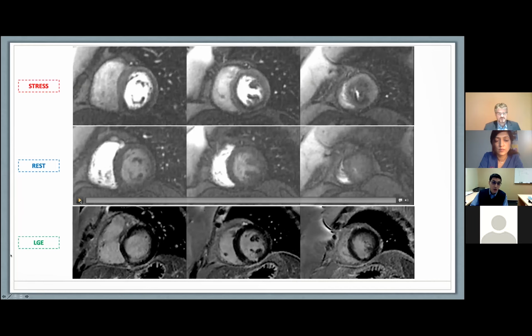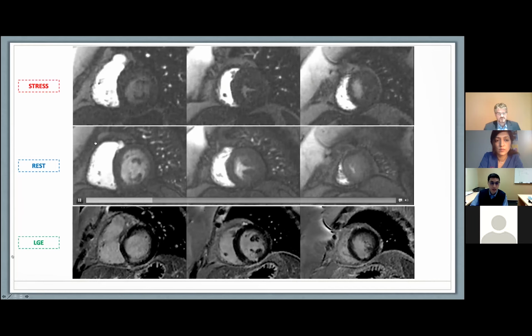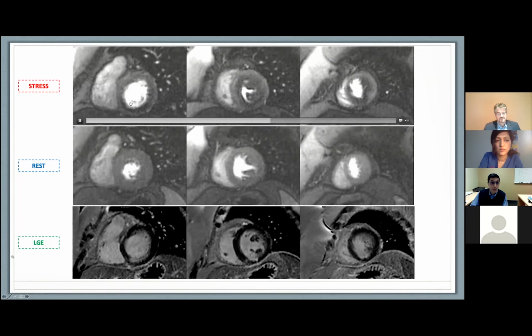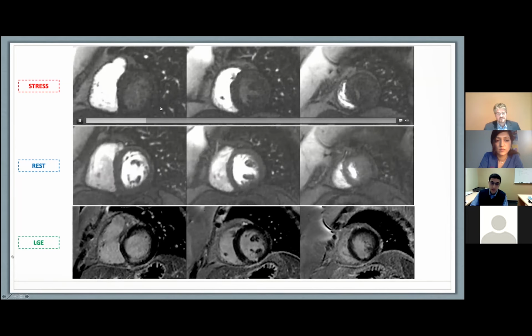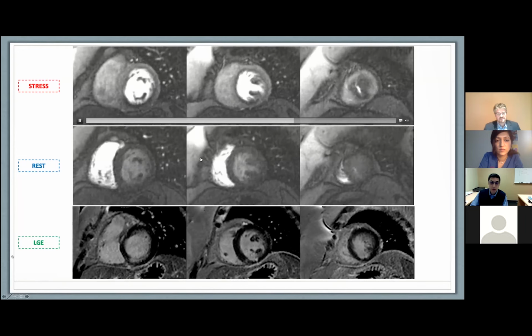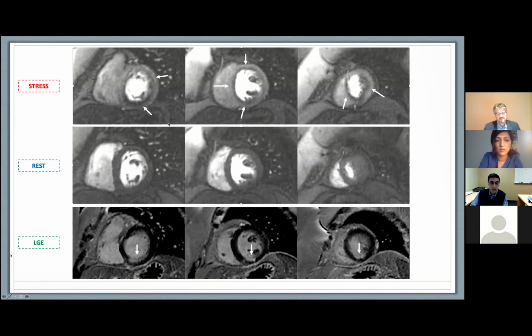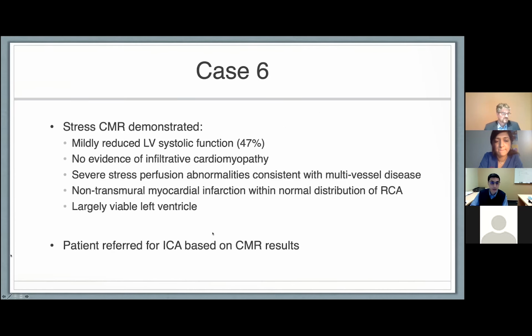She was actually quite tachycardic during her stress study. I think her heart rate reached above 120. But despite that, although there is a fair degree of cardiac motion, we were still able to procure diagnostic images demonstrating perfusion abnormalities in multiple coronary territories. These were not present at rest, and there was evidence of subendocardial late gadolinium enhancement throughout the basal, mid, and apical inferior segments, suggesting a prior PDA territory or posterior descending artery territory infarction.